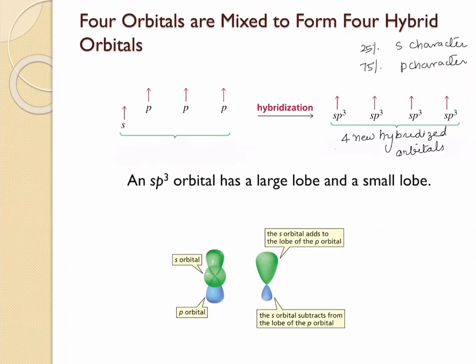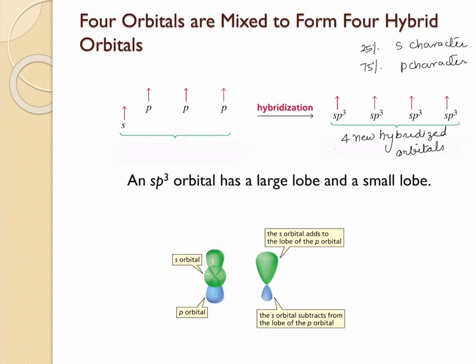And this is how it's going to happen. This one s orbital and these 3 p orbitals are going to hybridize together to give 4 new sp3 hybridized orbitals, and each of these 4 sp3 hybridized orbitals is going to have 25% s character and 75% p character. Here we can take a look at the picture to see what the sp3 hybridized orbitals look like. So this is our s orbital, which is spherical in shape. And here is our p orbital, which is dumbbell shaped.